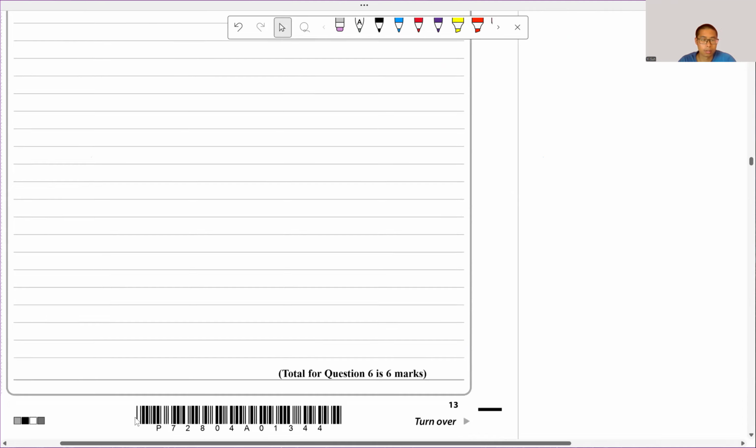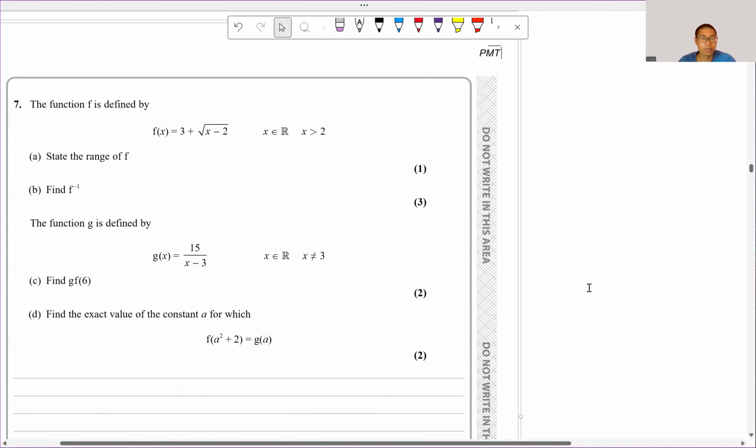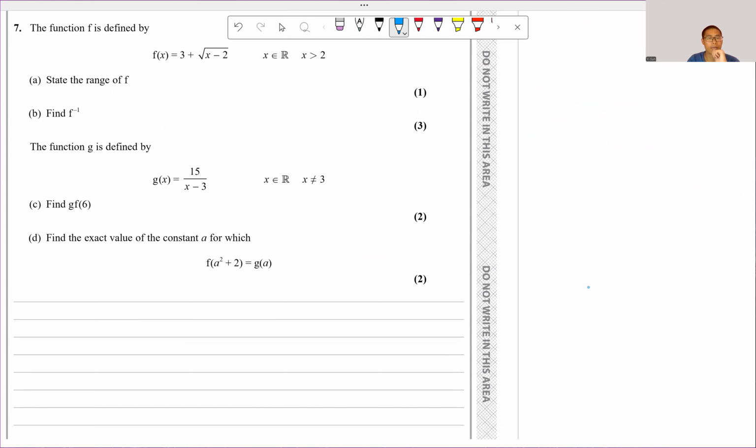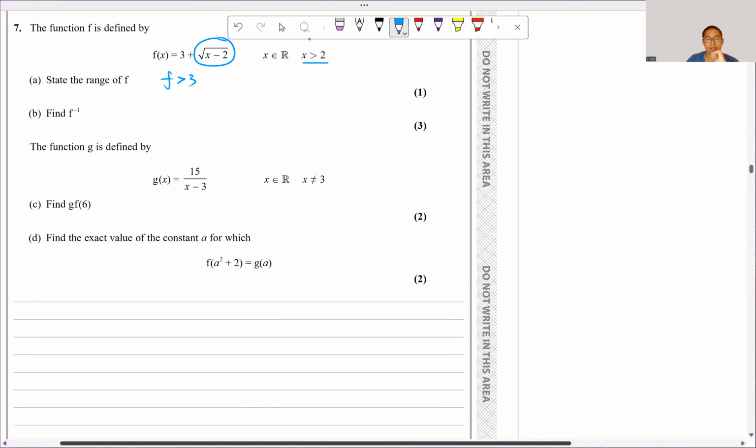Let's have a look at question 7. This is a function question. In part A, state the range of f. Because x is more than 2, when x is equal to 2, 2 minus 2 is equal to 0, and it's the square root, so it's always increasing. That means the smallest possible value for the square root should be equal to 0. And if you plus 3, it should be 3. So that means the range of f should be more than 3.